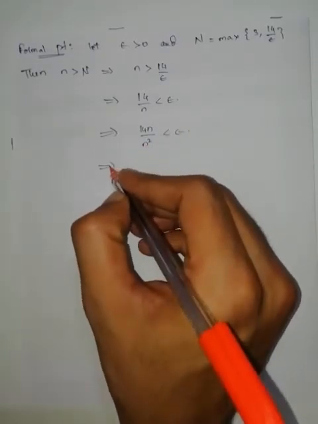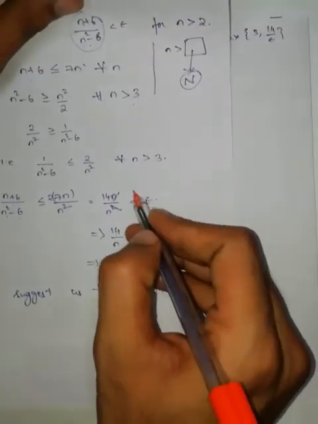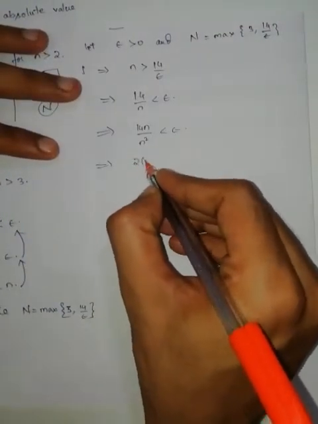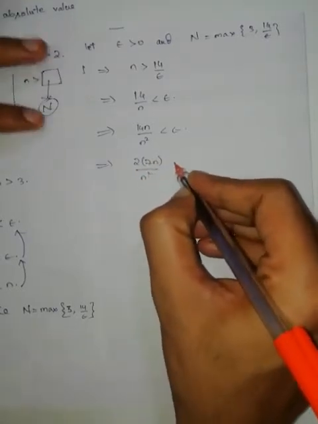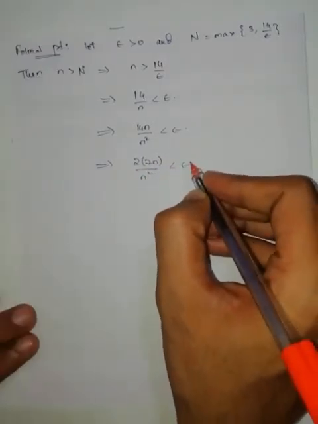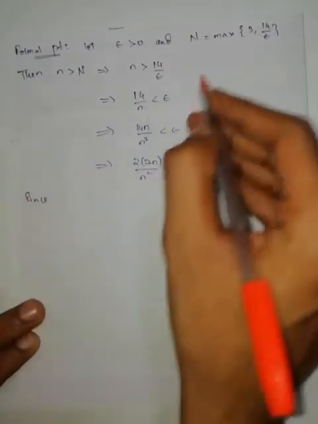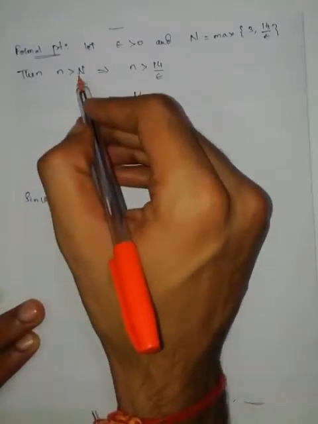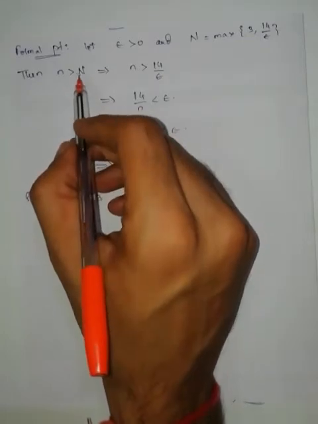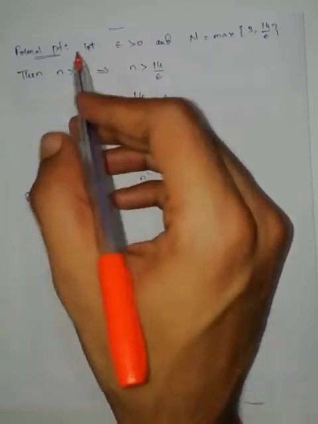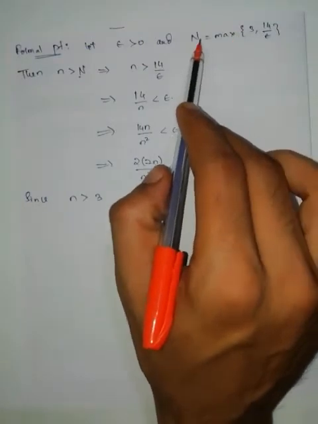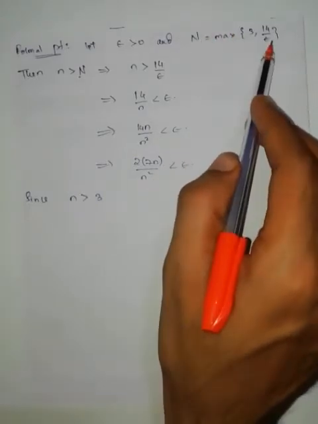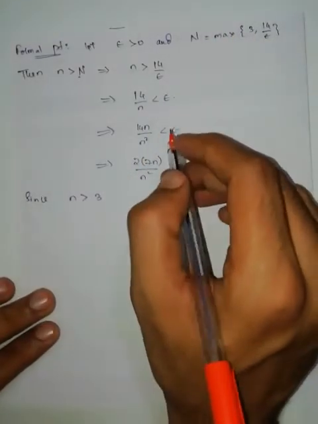This one I can write again from this step as 2 into 7n/n² is less than epsilon. Since small n is also greater than 3, because I can take the capital N value, since N is the maximum, then n is bigger than 3 as well as bigger than this one. First I took n bigger than 14/epsilon. Now I am going to take n greater than 3.